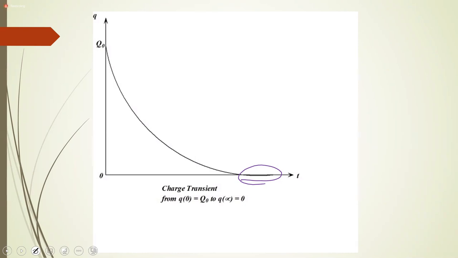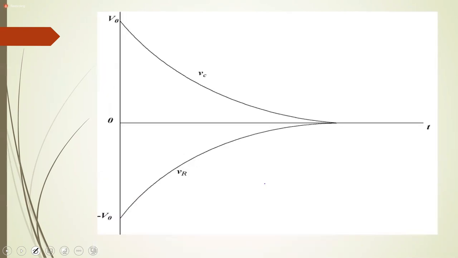No, that's for the charge. For your voltage, we have VC, the initial voltage is V0 at T equals 0, so at the point of closing the switch, VC would be equal to VR. And they'll continue to be equal. VC will be equal to VR. Right? And of course, both of them would go to 0.